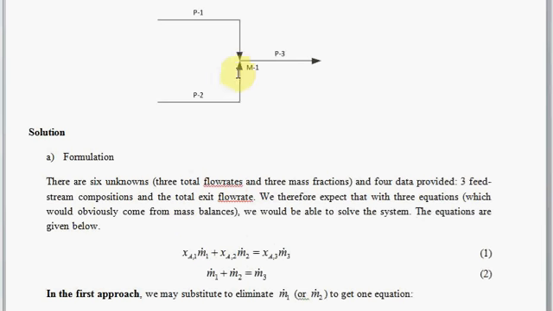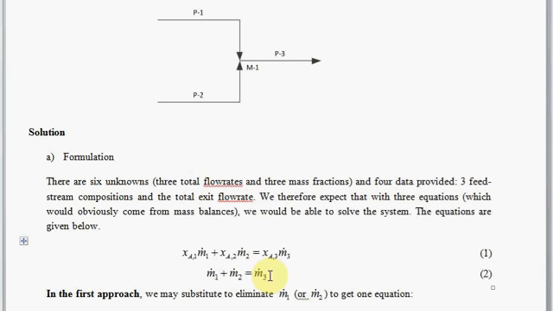There's no time delay between component A exiting here and component A arriving in these two streams. So there isn't an accumulation term, there isn't an unsteady term here. This is an instantaneous mass balance, a steady state mass balance. So that applies at this point M1. Right, so that's what we get from the mass balance on component A.